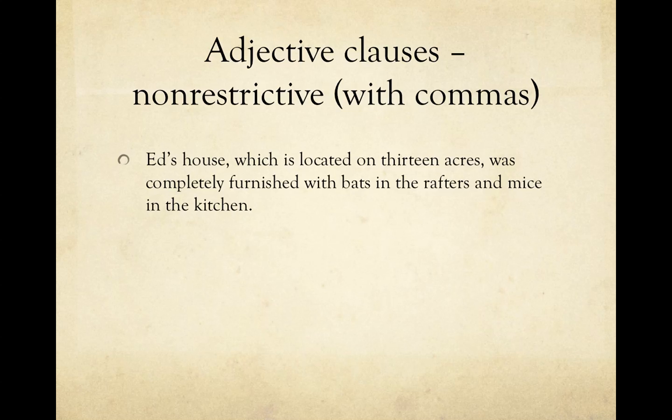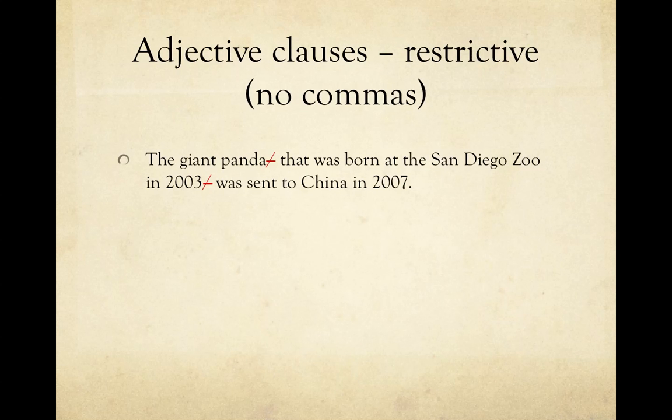So non-restrictive adjective clauses are set off with commas. For example, in this sentence, the adjective clause, "which is located on 13 acres," does not restrict the meaning of Ed's house. The information is non-essential and therefore enclosed with commas. Because the adjective clause here, "that was born at the San Diego Zoo in 2003," identifies one particular panda out of many, the information is essential and therefore is not enclosed in commas.